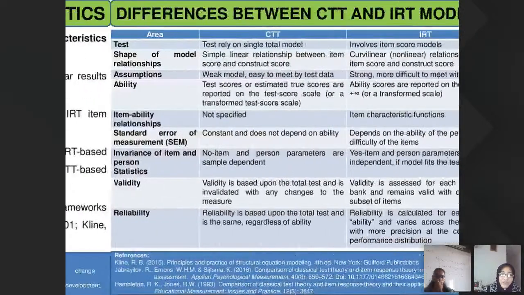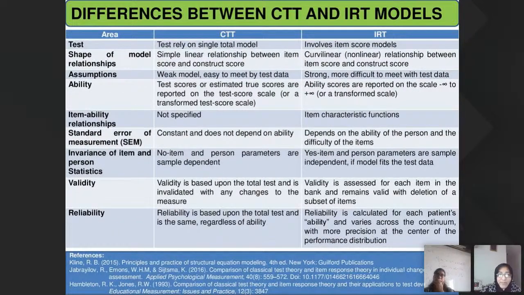Okay, I think I will skip this. I will show this table. I think it will be better so that you can see it clearly. All right. So why are we using the CTT and IRT? Number one, if you look at the area for the test, for the CTT, the test relies on the single total model, but for the IRT, we can involve item score models. For the shape of the model relationship, for the CTT, we can see a simple linear relationship between the item score and the construct score, whereby for IRT, we can see a curvilinear, which is a non-linear relationship between the item score and the construct score.